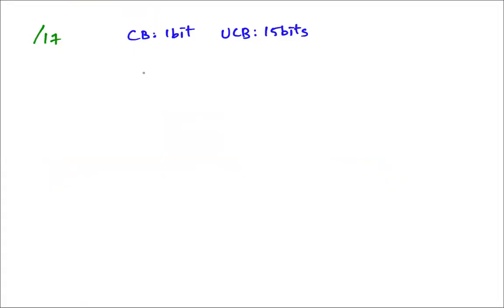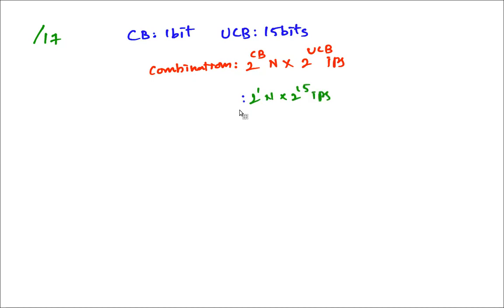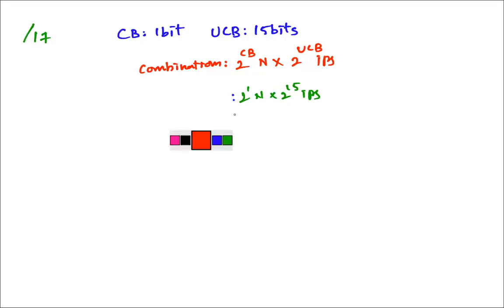What is the combination? The combination is 2 power changed bits networks into 2 power unchanged bits IPs. So how many bits got changed here? 1 bit, right? Which means 2 power 1 networks into 2 power 15 IPs. So if I further separate and write it, it is 2 networks into what? How do I write 2 power 15, guys?